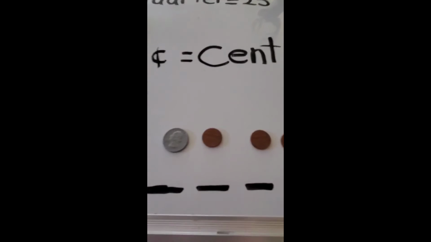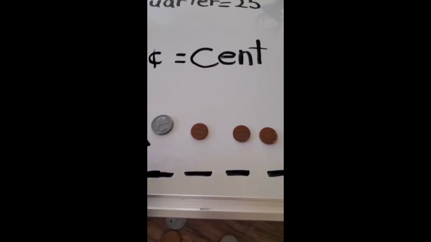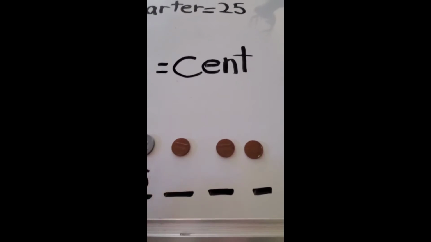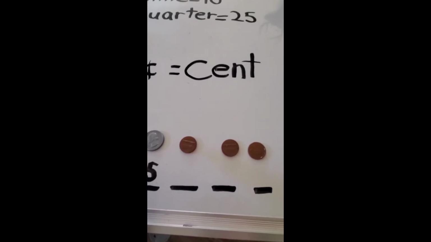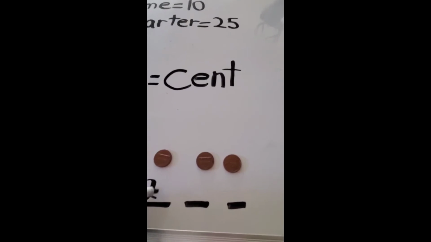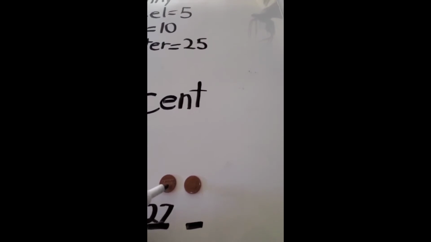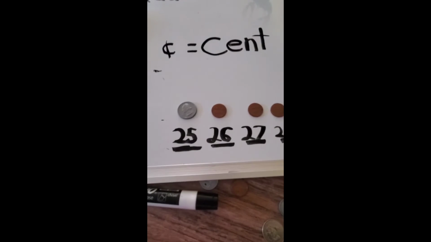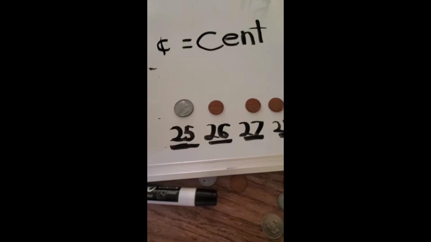Okay? So I have the coins ready for you. Let's see. I'll do this with you, okay? So, I have my quarter. I know quarter is worth 25. So, right next to it, I have a penny. So, 25 plus 1 is 26. 26 plus 1 is 27. 27 plus 1 is 28. So, altogether, I have 28 cents. Whew! That was a little challenging, wasn't it?